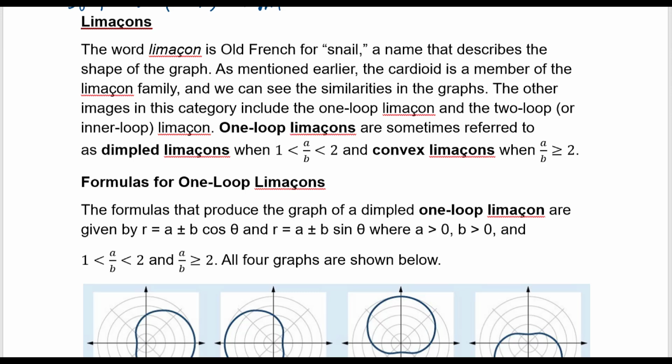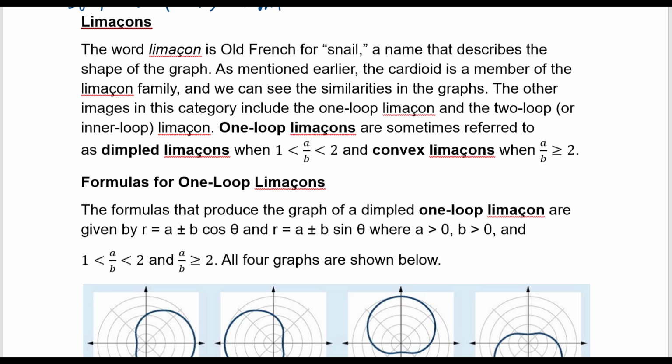Now we're going to jump into Limaçons. The word, this is from the textbook. The word Limaçon is Old French for snail, a name that describes the shape of the graph. As I mentioned earlier, the cardioid is a member of the Limaçon family, and we can see the similarities in the graphs. The other images in this category include the one-loop Limaçon and the two-loop Limaçon, or inner-loop Limaçon.